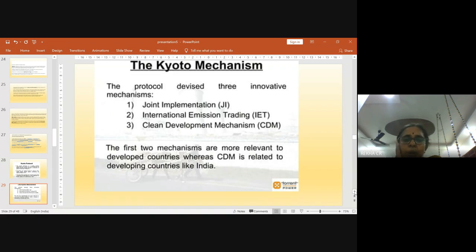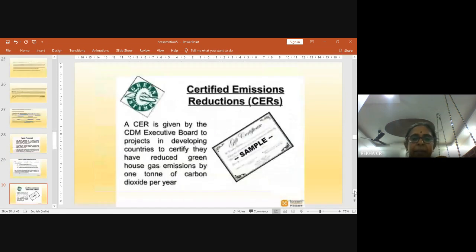This Kyoto Protocol devised three innovative mechanisms. One is joint implementation, the second is international emission trading, and the third is the clean development mechanism. The first two mechanisms are relevant to developed countries, whereas CDM is related to developing countries like India.